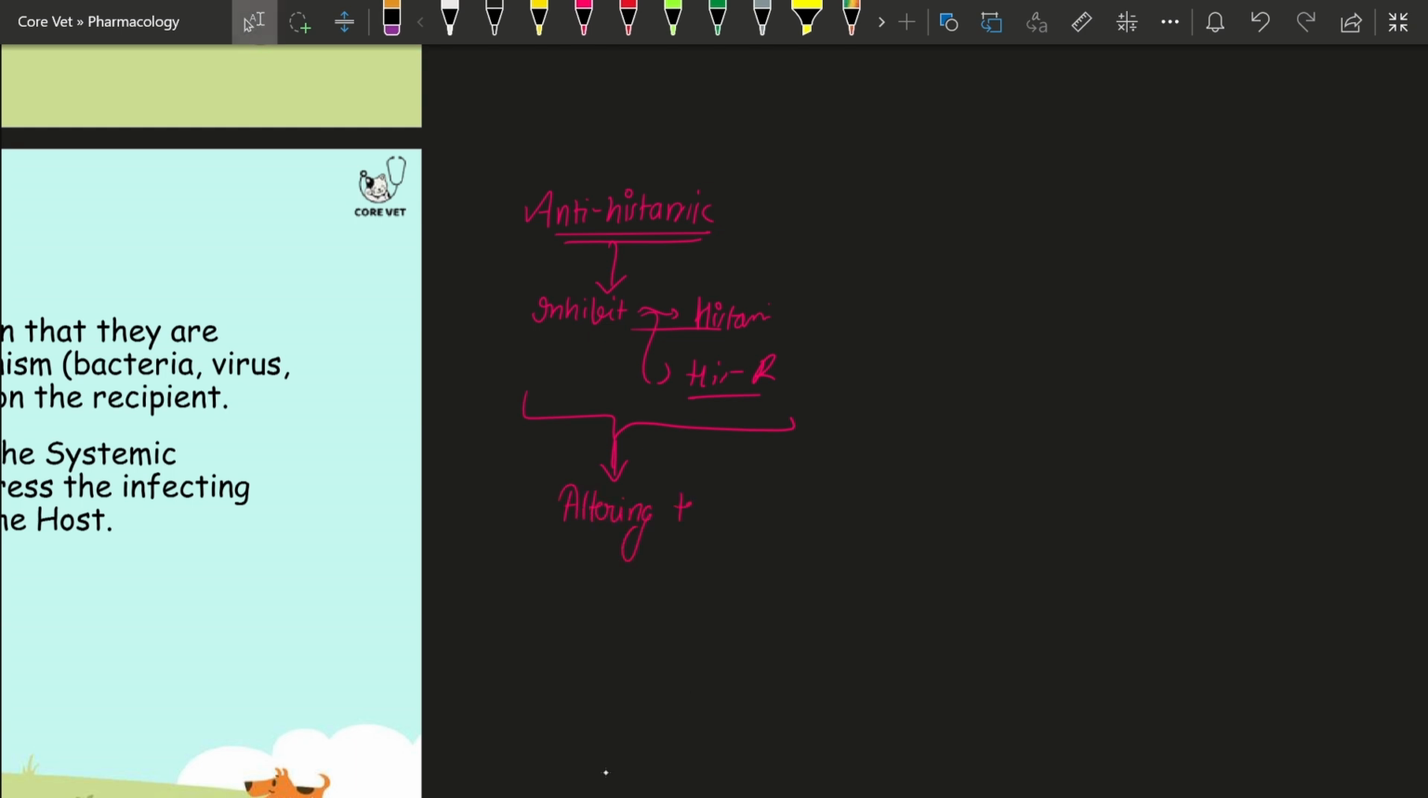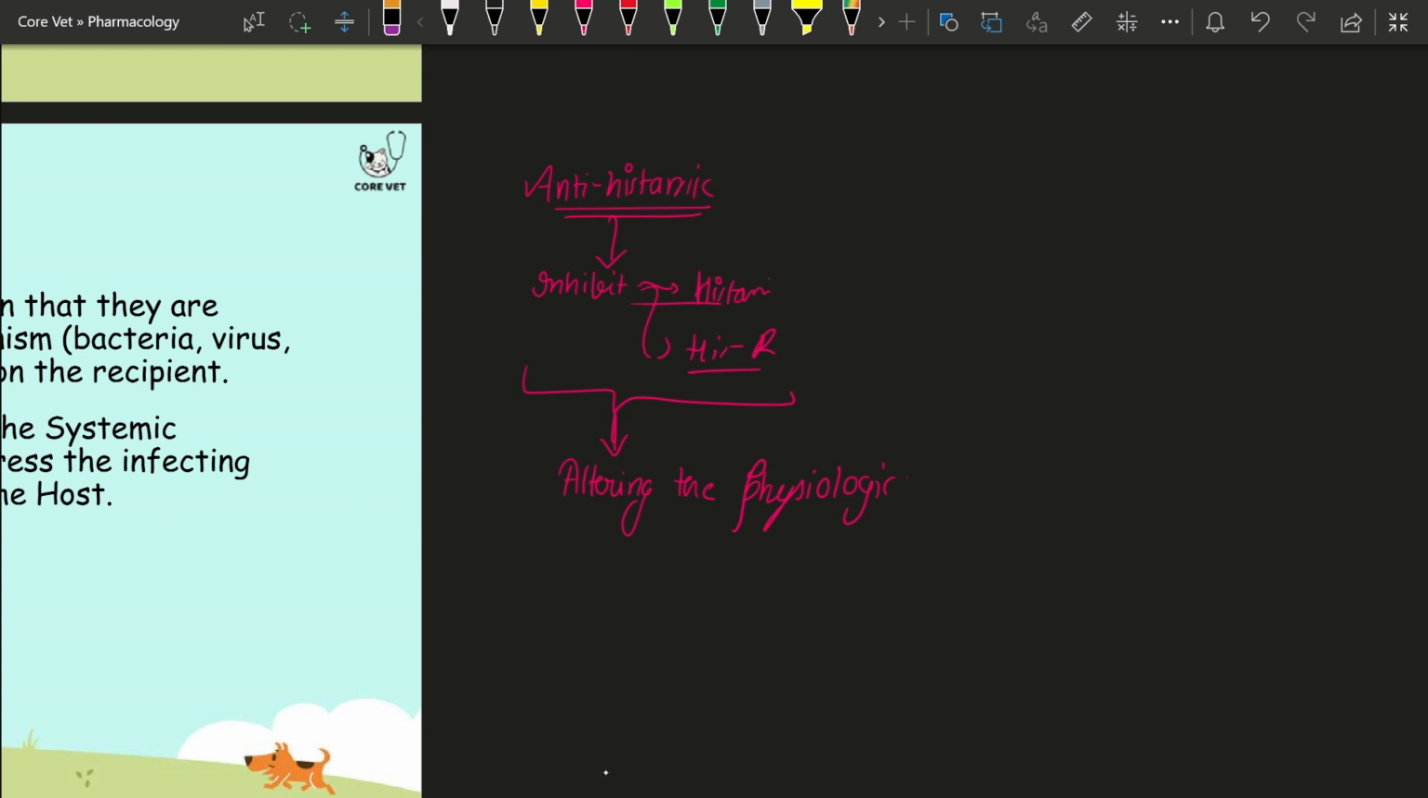It is altering the physiological role of histamine. Means, see, if there is a surge in the histamine, obviously there would be an allergic response that we can observe in the body, right? So if we are giving an antihistaminic, like levocetirizine, it is an antihistamine, right? In allergy, we generally give it, right?